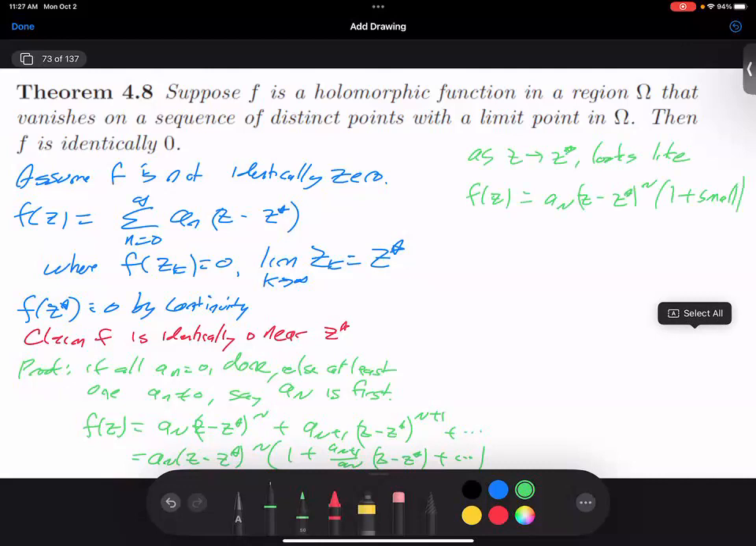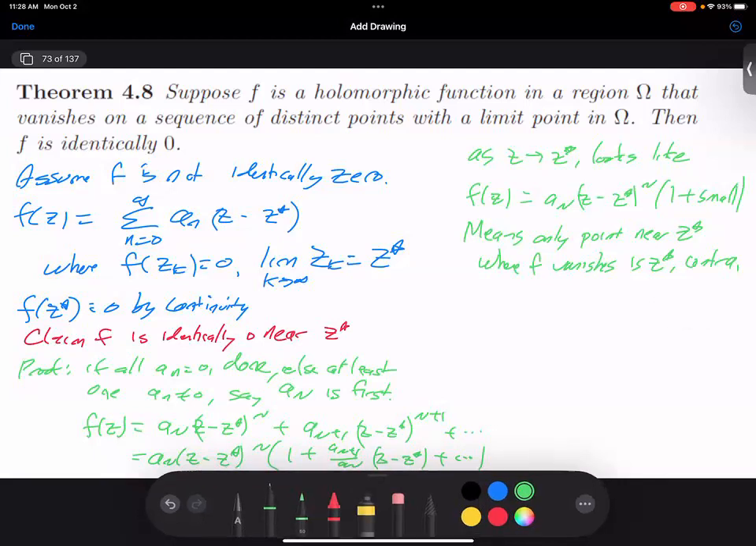So why is that a problem? Our equation is like this, f is zero. We have a sequence of points converging to z star where f is 0. But now we've just shown that the only place close to z star where it's 0 is what? It's z star. This means the only point near z star where f vanishes is z star. Contradiction. We assumed we had a sequence of points converging, and we've just shown that that can't happen. And there's the proof.